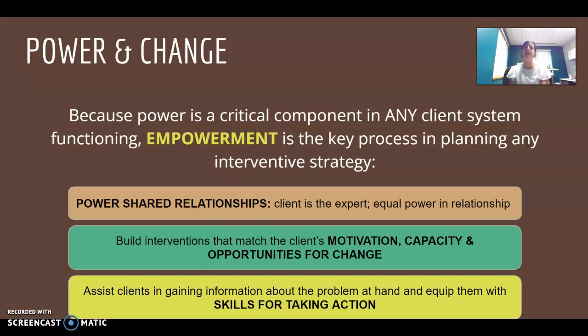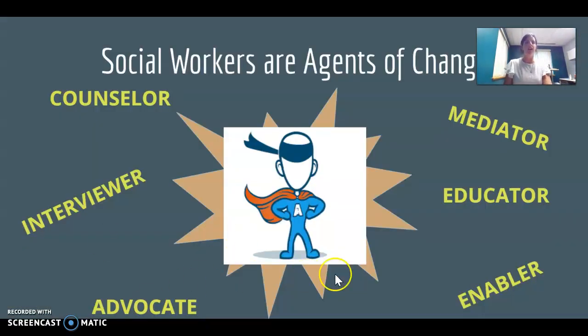And so you assist the clients in gaining information about the problem at hand and equip them with the skills for taking action. So when I was on the previous slide, a couple slides ago, talking about how you want to give the client the tools and the ability to manage their symptoms or problems or issues on their own, because we're very cognizant that termination is coming down the road. And so we have to empower them with the skills to be able to take action. We can't just tell them, well, go do this. We are in that role, if we go back to our roles, of an advocate and an educator. We have to give them the tools and means necessary to be able to accomplish whatever their intervention might be.